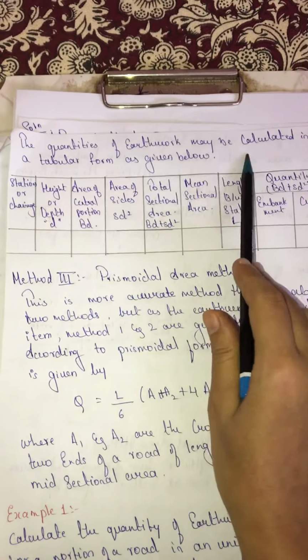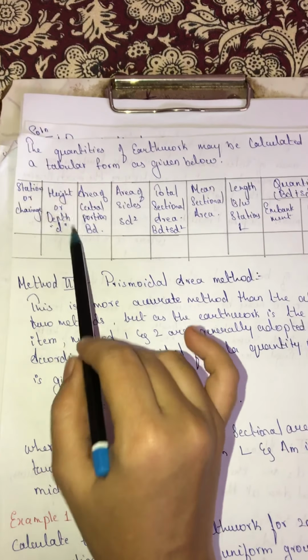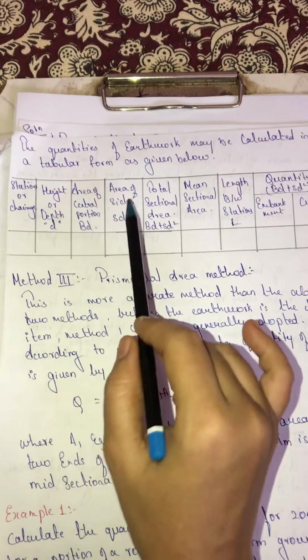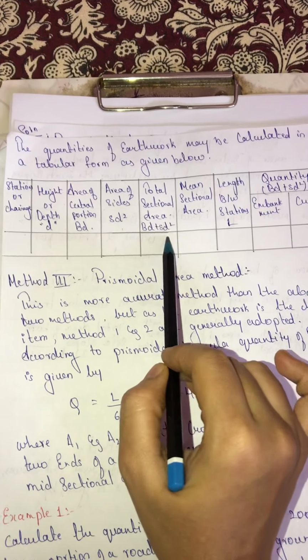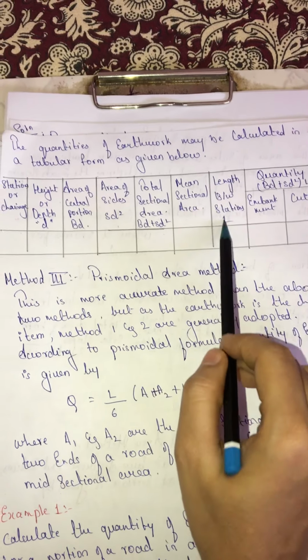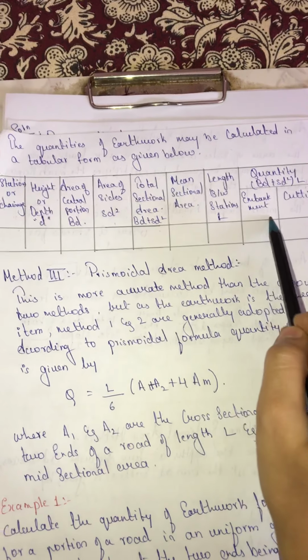So the tabular form for this will be the quantities of earthwork: station, height, area of the central portion, area of sides, total sectional area, mean sectional area, length between the stations, then the quantity.